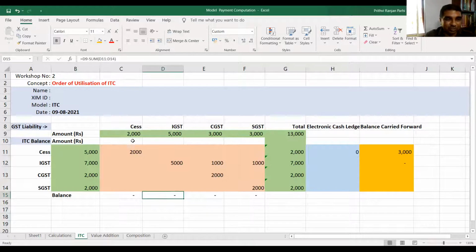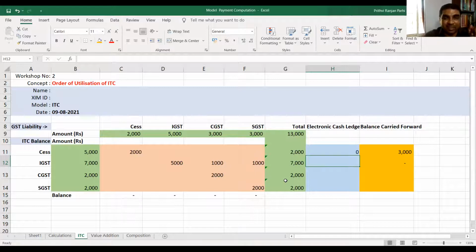Nothing is left. 2000 rupees is a liability, 2000 rupees I have paid, so no liability. IGST 5000 rupees, 5000 rupees I have paid, so no liability. This is dash, dash, dash, that means 0, 0. Okay, these are zeros. Are you getting? These amounts are 0. Yes, sir, clear. Okay. And here the cash amount also has to be 0.